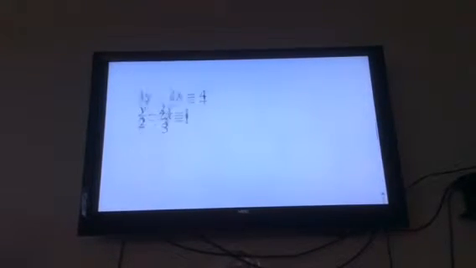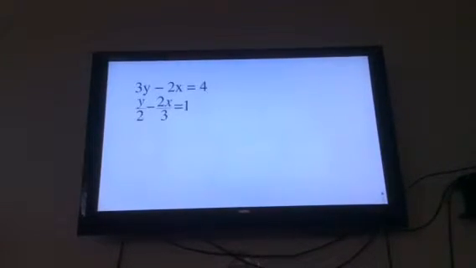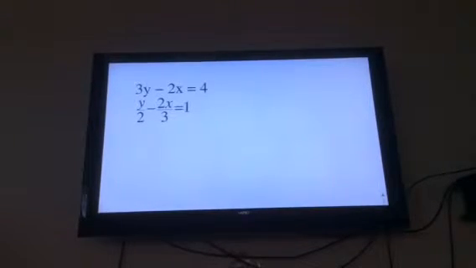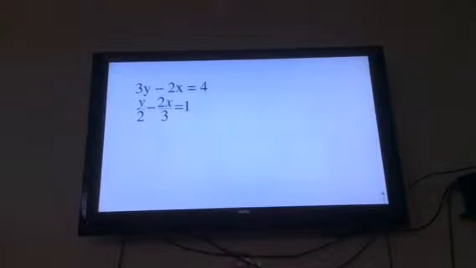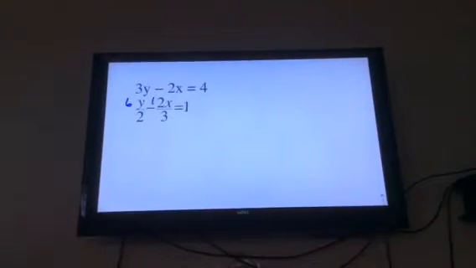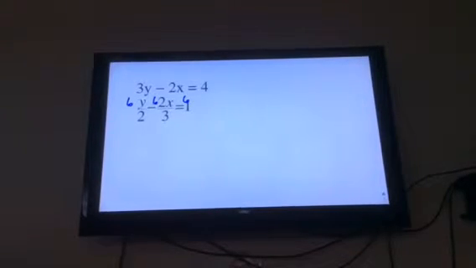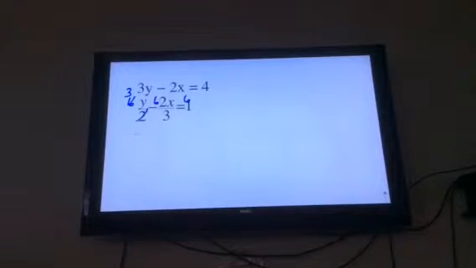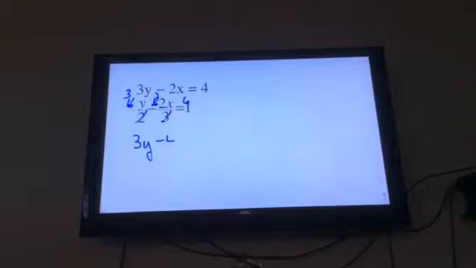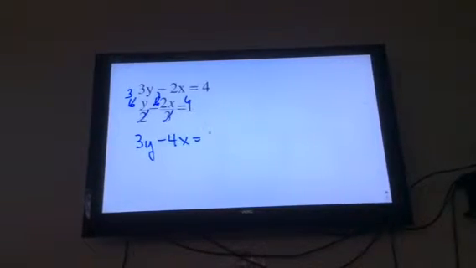Okay, I just have one more example there. You'll notice that one of our equations is fractions. Don't do substitution with fractions. Don't do any of these methods. Well, graphing you have to, but don't do elimination and don't do substitution with fractions. Eliminate them first. So LCD is 6. So I end up with 6. 2 goes into 6 3 times, so 3y. 3 goes into 6 twice. 4x equals 1 times 6 is 6.